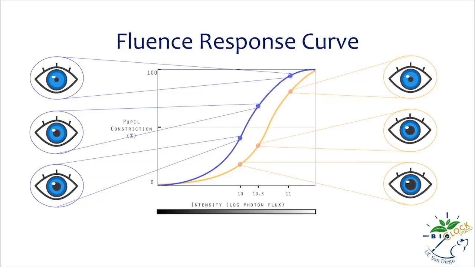For example, we can see that an increase in pupil constriction corresponds to an increase in light intensity. Something important to remember within one Fluence response curve is that the critical factor is the intensity of light. Within any single Fluence response curve, all other factors, including wavelength, are identical between all light pulses.